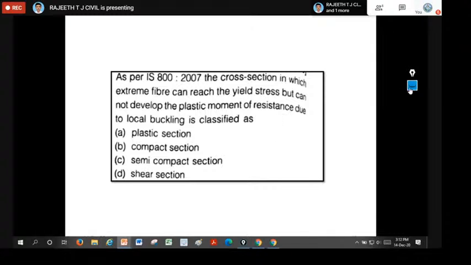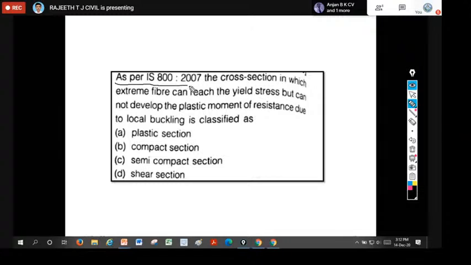Next, I'll see one review question on this classification. This is one of the GATE questions. As per IS 800-2007, the cross section in which the extreme fiber can reach the yield stress but cannot develop the plastic moment of resistance due to local buckling. So this we call a semi-compact section.